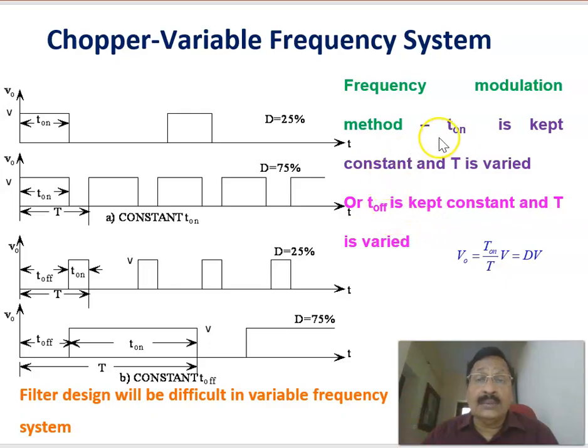One method, as we have seen, is that on period is kept constant and T is varied. And the second method is that off period is kept constant and T is varied. The disadvantage of this variable frequency system is that filter design will be difficult, because we have to design a filter for a particular frequency. But since the switching frequency is changing, filter design will be difficult in a variable frequency system. In both cases, basically we are varying the duty ratio D, thereby you can change the average output voltage.